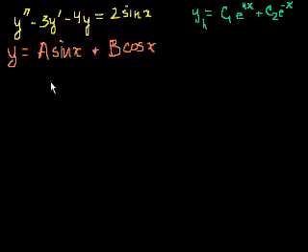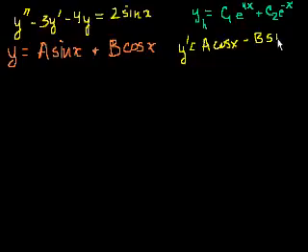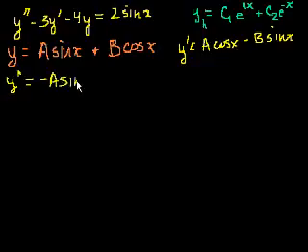So let's figure out its first and second derivatives. The first derivative, y prime, is equal to a cosine of x. The derivative of cosine is minus sine, so minus b sine of x. And then the second derivative, I'll write down here. The second derivative is equal to what? The derivative of cosine is minus sine, so minus a sine of x minus b cosine of x.